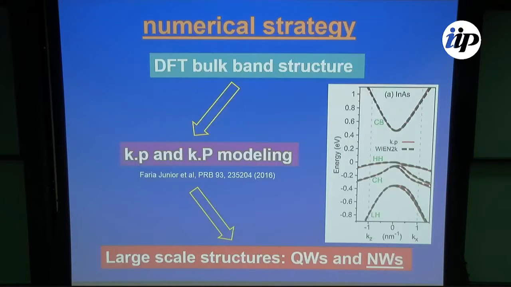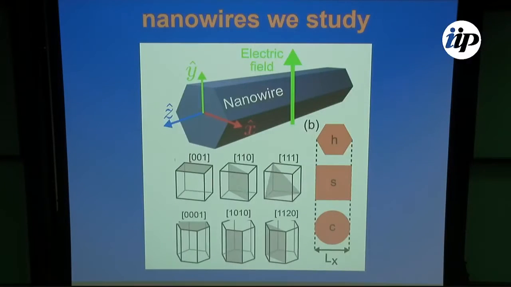So when we have this DFT bulk band structure, we do K.P modeling, or K.P with a magnetic field. You see the modeling here, it perfectly fits the DFT band structure. This K.P model for wurtzite is in this paper, already published. And then we do large structures in Sao Paulo.